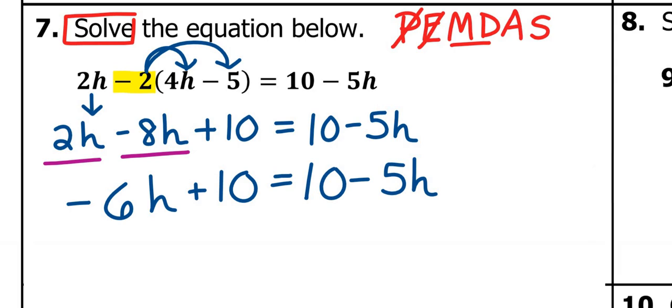Okay, let's keep going. So now, I like to always bring over my variables to where there is the larger variable. Right now, I have a negative 6h and I have a negative 5h. Technically, negative 5h is larger because it's closer to 0. Both of these are negative numbers. Negative 6 is a little bit more negative, so it is a smaller value. So I'm going to bring the negative 6h to the right. In order to do that, I have to add 6h to both sides.